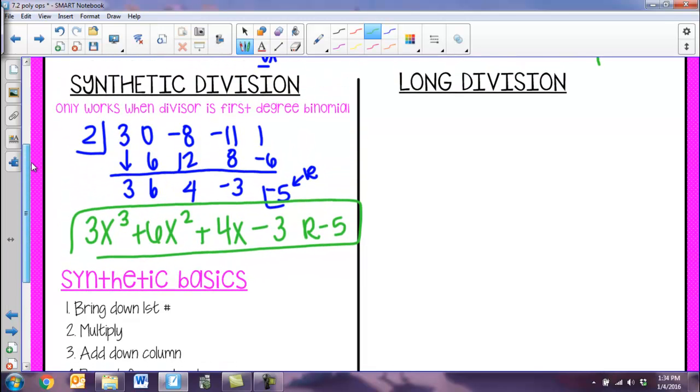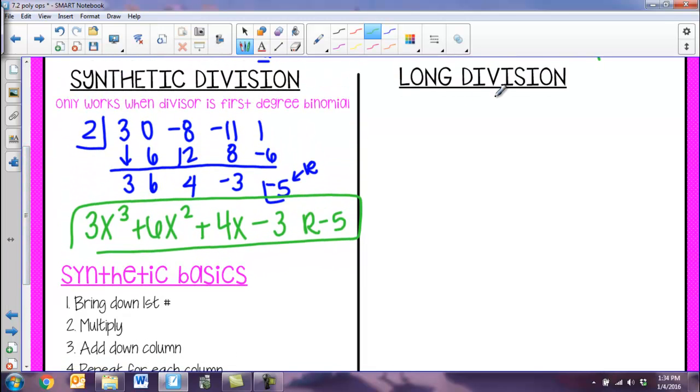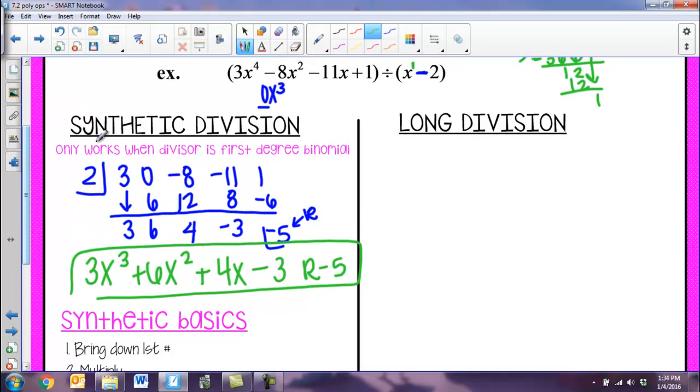The second method that you can use here is long division. Long division is going to work almost exactly like you did it back in the day, except this is the only method we can use if we don't have a first degree binomial. So if you had x squared minus 2, you have to use long division. I'll show you though that it works, and it should get you the same answer as the first one.